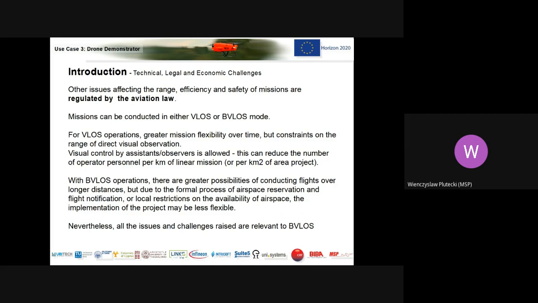But today we face issues: there are formal procedures necessary to reserve the airspace, to inform everyone about our flights, and to keep the local restrictions on the availability of the airspace. So today, this way of carrying out the project is much less flexible than we would expect. Nevertheless, all the issues and challenges raised before are relevant to BVLOS missions.